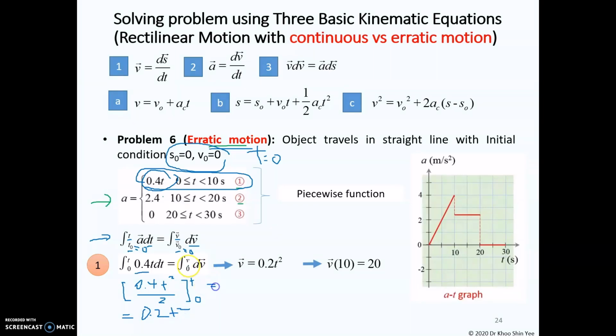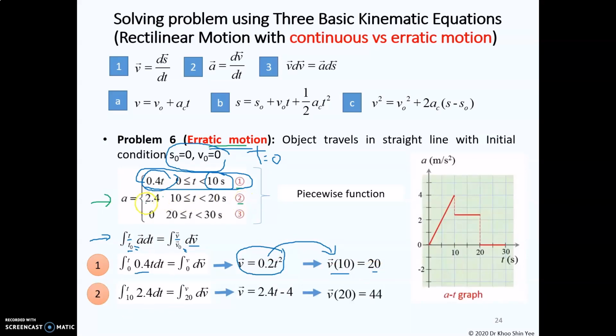On the right hand side, if you integrate, you obtain v, and therefore you obtain this answer. At the end of the time interval, which is 10 seconds, you need to find the velocity at 10 seconds, which is equal to 20. For the second time interval, the acceleration is 2.4, but the initial time and also the initial velocity are no longer the same. So you need to change the time to 10, and the velocity at 10 seconds that you obtained previously will be equal to 20.